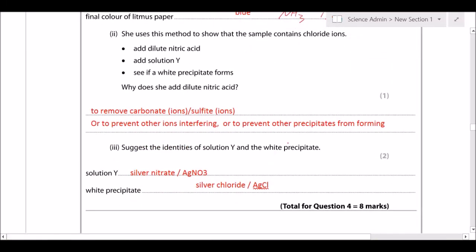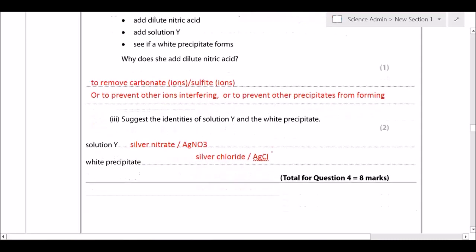Why does she add dilute nitric acid? This is quite an interesting one. Very few people got it right, but the reasoning is to remove carbonate or sulfite ions. Or you could have said to prevent other ions interfering, or you could have also said to prevent other precipitates from forming, and that was just worth 1 mark.